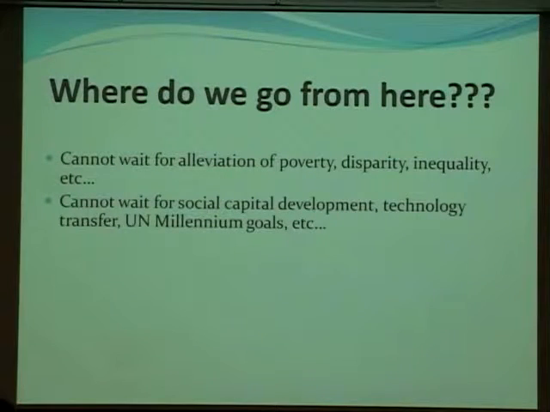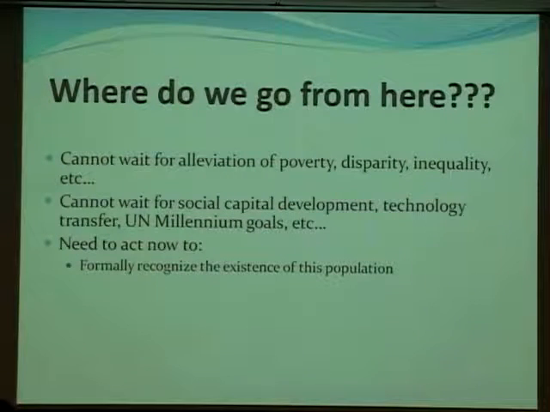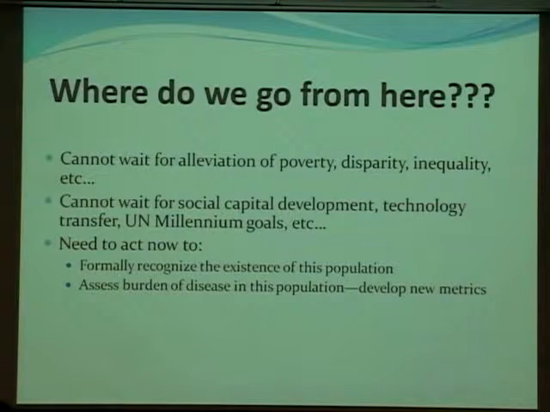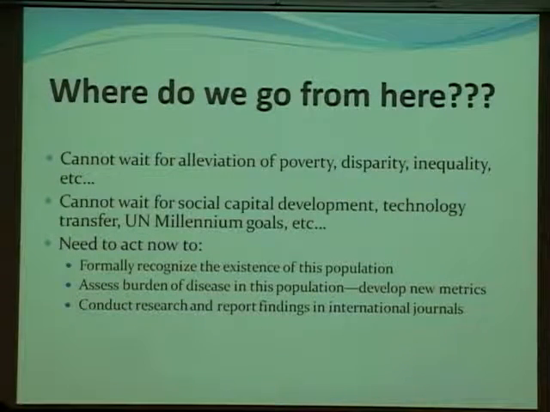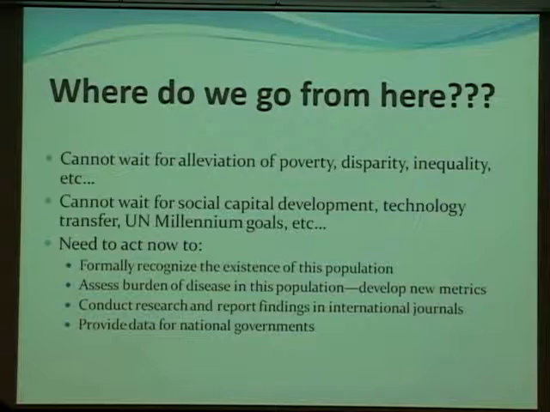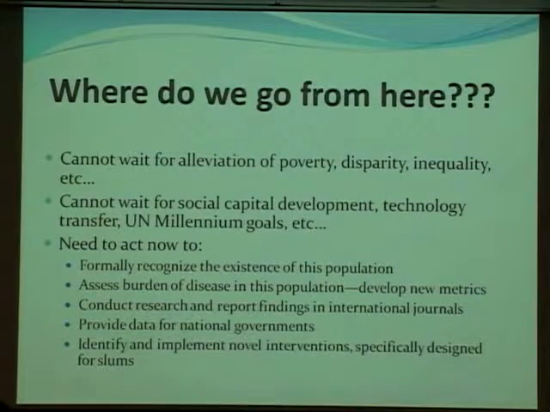Millennium goals. We need to act now to formally recognize the existence of these populations. Okay, that's number one. And then assess the burden of disease in this population. Develop new metrics. We don't have the metrics right now to assess disease burden in these communities. And then conduct research and report findings in international journals. Provide data for national governments and identify and implement novel interventions specifically designed for slums.